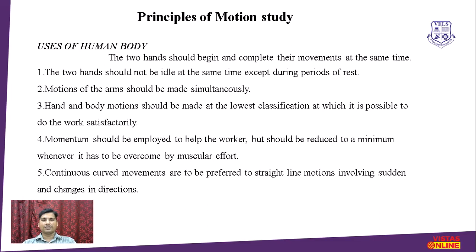Motions of the arms should be made simultaneously. Both the arms, machines and the men need to work simultaneously through interaction of the humans. This is also important. Without human interaction, 100% of the work process cannot be done more efficiently.